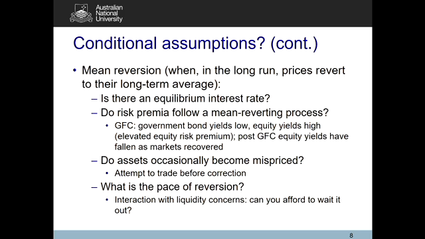If assets occasionally become mispriced, you might want to trade before that price corrects. So if you think that an asset or an asset class is undervalued, purchase it now and enjoy the uplift when eventually it rises back to its fundamental value. But remember, you've got to consider the pace of reversion because it interacts with liquidity. You might not be able to afford to wait for asset values to correct.